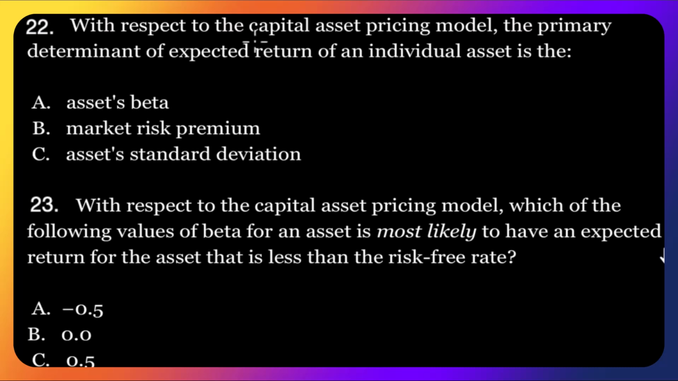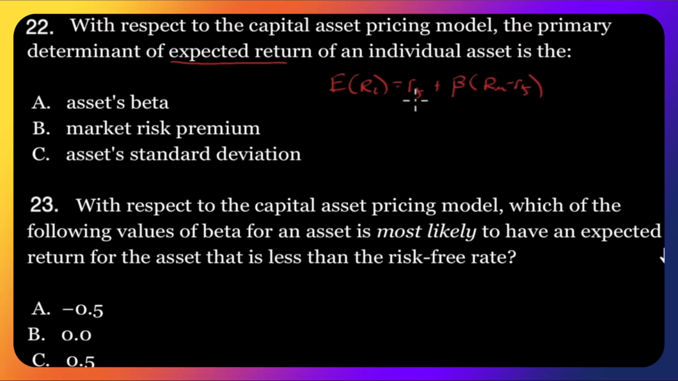With respect to the capital asset pricing model, the primary determinant of expected return of an individual asset is the asset's beta, market risk premium, or asset's standard deviation. Some of you may already have the answer and be saying, I know what it is. But let's just draw it out. Primary determinant of expected return. So expected return is going to be the risk-free rate plus beta (RM minus RF). There's the capital asset pricing model.